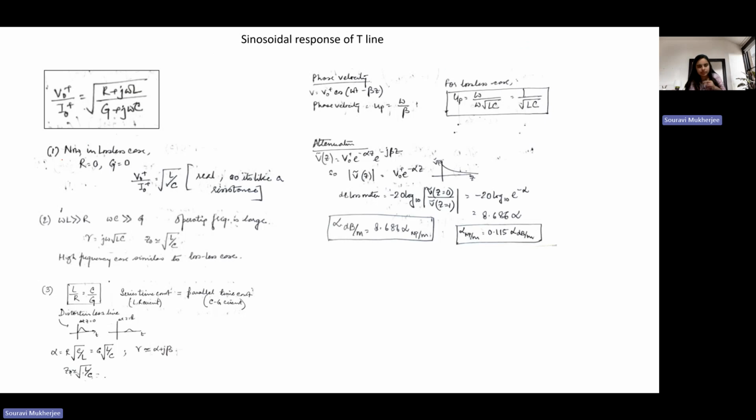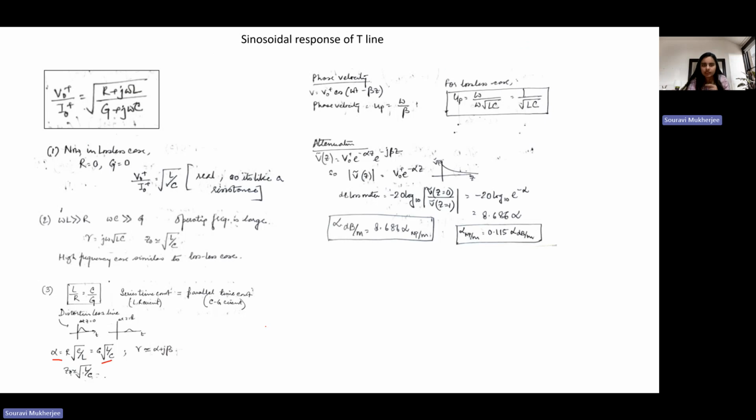Not really the fact that the beta term is not there, but basically the form of your signal remains the same. Okay, so in this case, you can again write alpha as R into root over C by L. Basically, you are just rewriting the term. And because L by R is equal to C by G, you can also rewrite it like this. And the Z naught again turns out to be root over L by C.